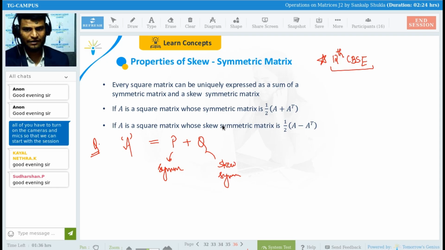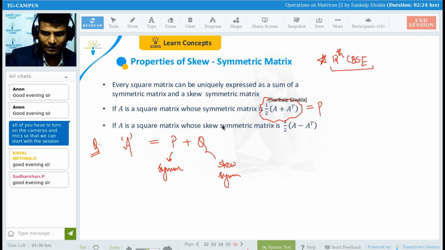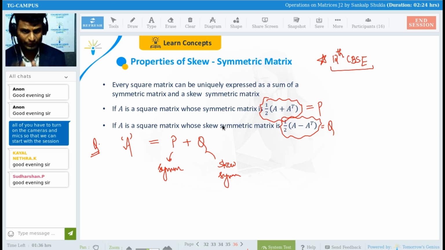So how are we going to express this? We have formulas for that. In such a case, P will be equal to this and Q will be equal to this. If this question appears, saying there is a matrix A and you have to express it as a sum of two matrices, one symmetric and one skew symmetric, then you just have to apply the formula.